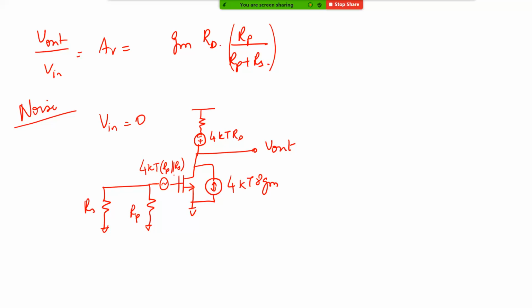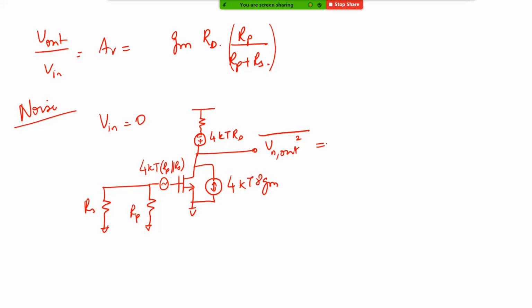Now what we have to do is Vn out. What we are interested in is Vn out square bar. All these terms are, remember, noise power spectral density, which means they are per unit frequency, per 1 Hz bandwidth. This is the noise power spectral density, and all this is thermal noise. Right now we are not talking about flicker noise. So what is Vn out squared? By superposition, all these noise sources are uncorrelated, so we can directly add their power at the output.